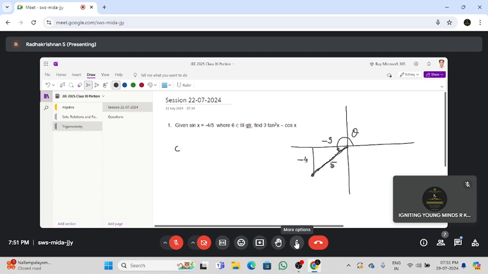So now cos theta will be adjacent side by hypotenuse. Tan theta will be opposite side by adjacent side. You can put this 4 by 3. If you ask what secant theta is, again it is hypotenuse by adjacent side, 5 by minus 3 or minus 5 by 3. So you can write off all the ratios.